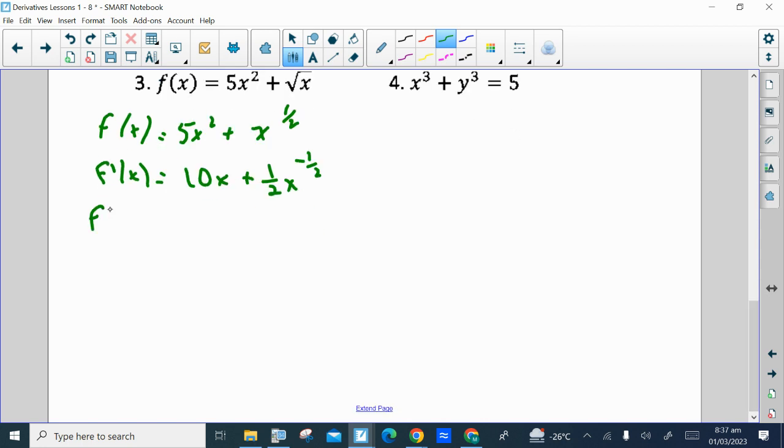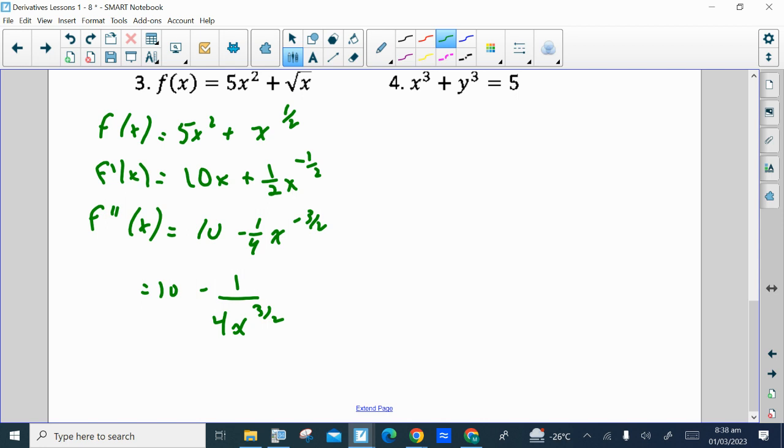And then our second derivative will be 10. And then when you use the power rule for that last term, the negative a half exponent is multiplied by the positive a half coefficient. That will give you negative 1/4 x to the negative 3/2. Or 10 minus 1/4 x to the positive 3/2.